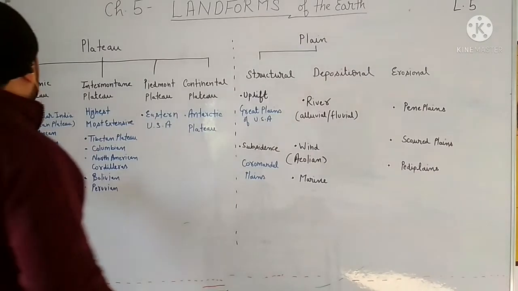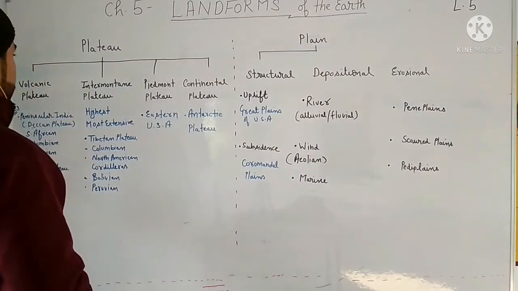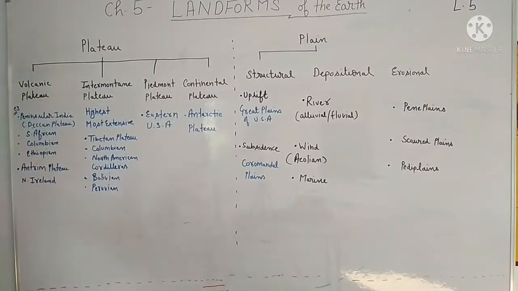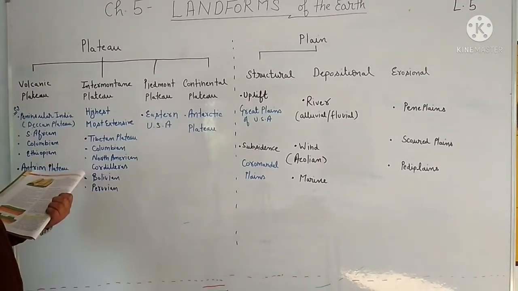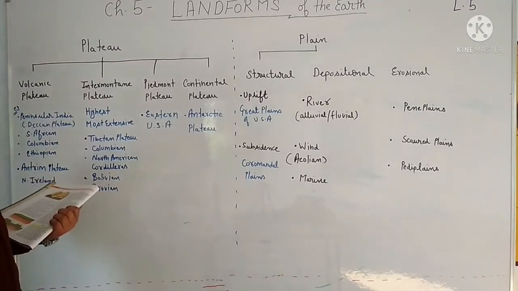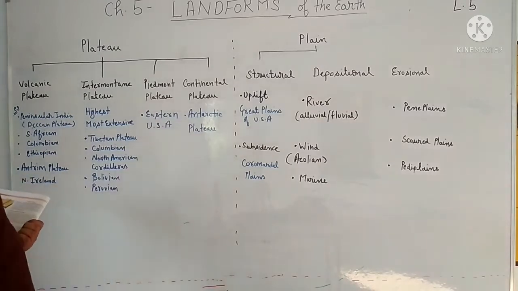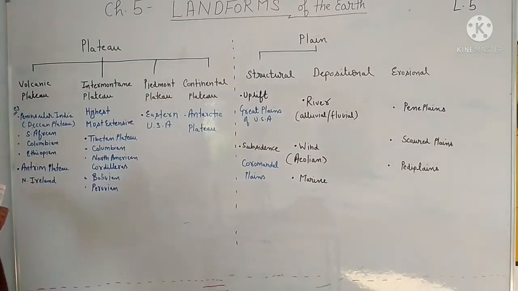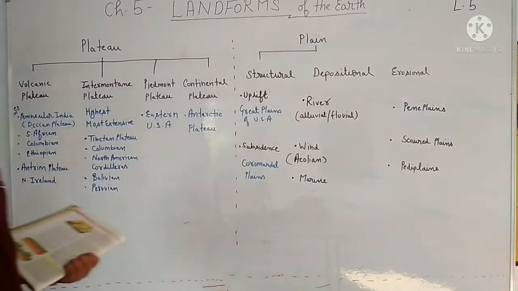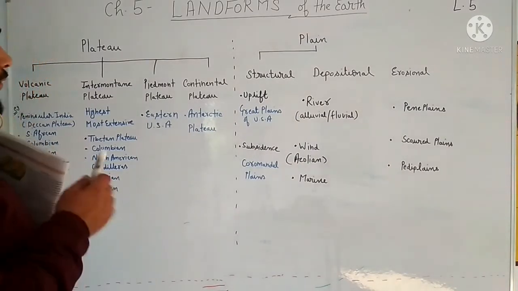So here plateaus may be categorized into various types like volcanic plateau, intermontane plateau, Piedmont Plateau, and continental plateaus. So these are the types on the basis of the formation, how the plateaus are formed. On that basis we can categorize plateaus into these four categories. So first one is volcanic plateau. How are volcanic plateaus formed?